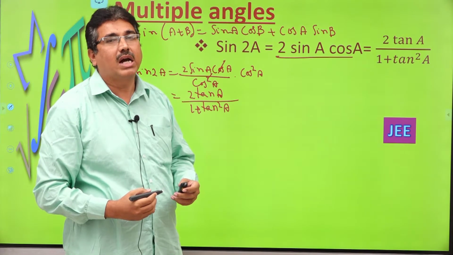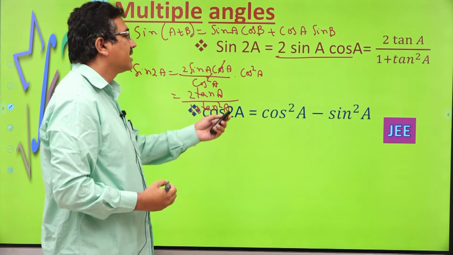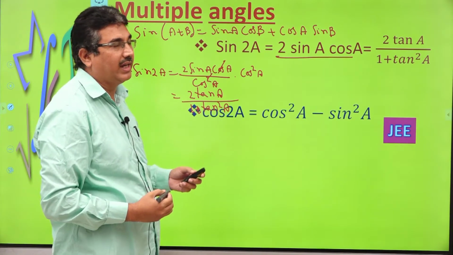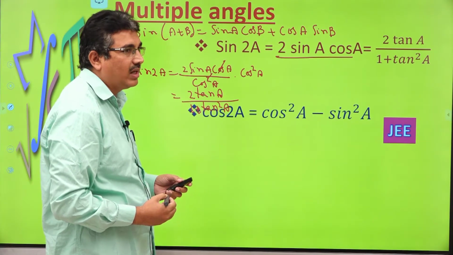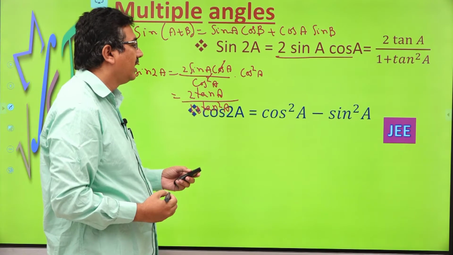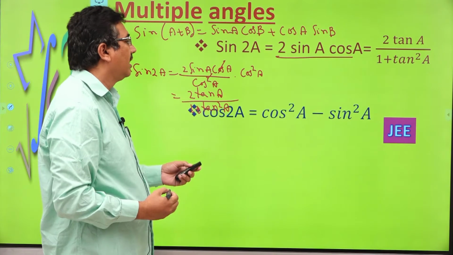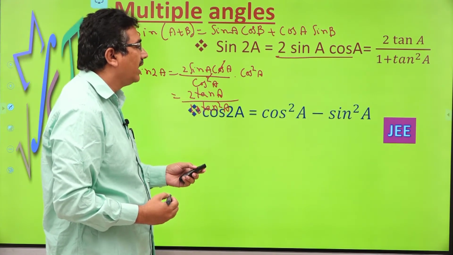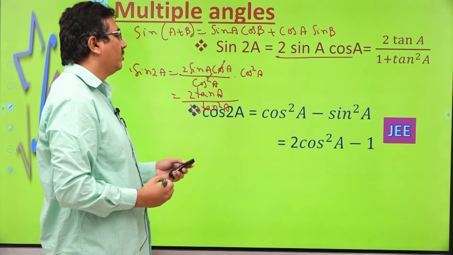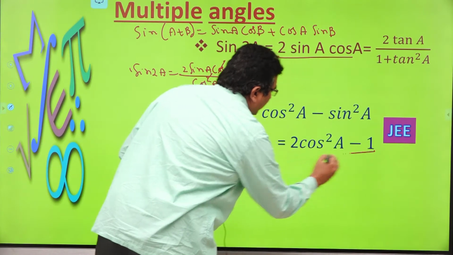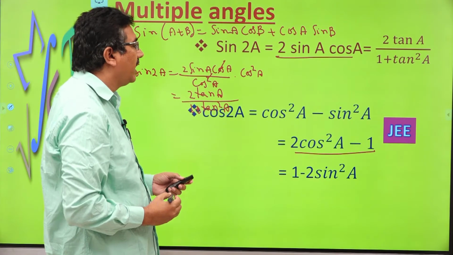Now from the cos(A+B) formula, cos 2A is equal to cos square A minus sin square A. We know the identity cos square A is equal to 1 minus sin square A, so that is equal to 1 minus 2 sin square A. Also sin square A is equal to 1 minus cos square A, so that is equal to 2 cos square A minus 1. That is also equal to 1 minus 2 sin square A.